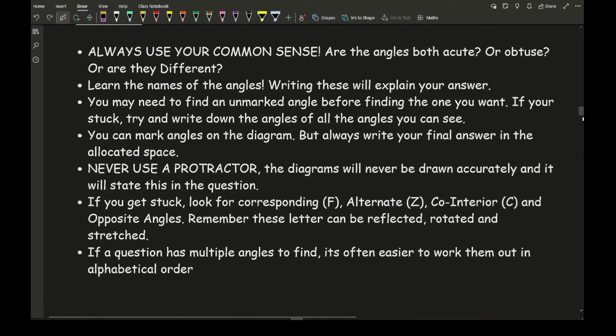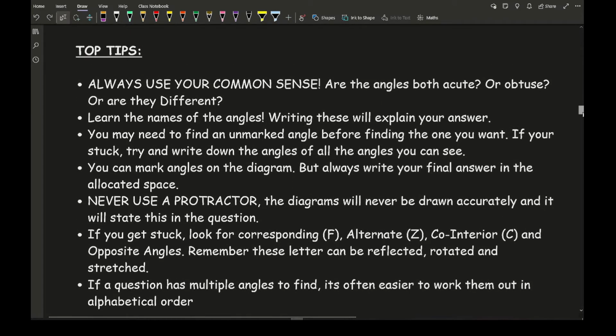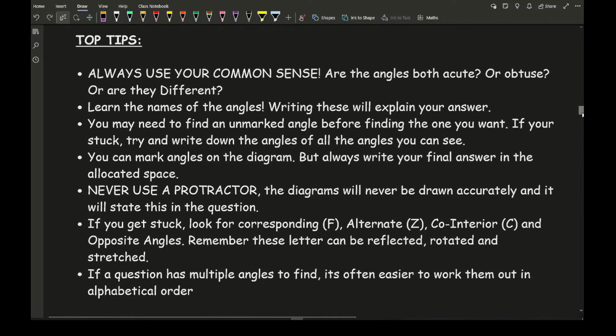Now, in terms of some top tips that I recommend you abide by, a good tip with angle questions is to always use your common sense. Just ask yourself, are the angles both acute? If they're both acute, then there's a good chance they'll both be the same. If the angles are obtuse, are they both obtuse or are they different? So again, that's how you decide what it is going to be if you were guessing. But like I said, it's important that you try not to guess and learn the actual correct method.